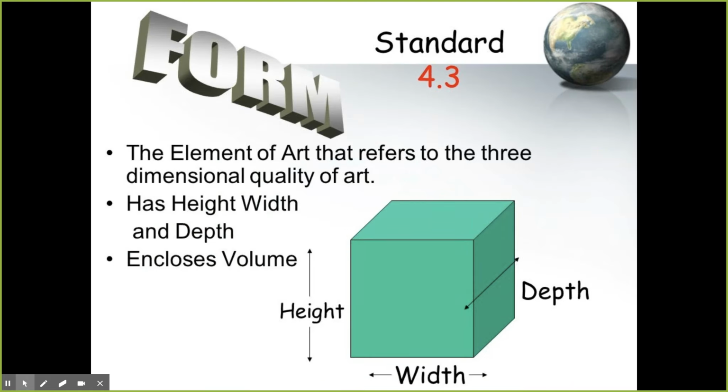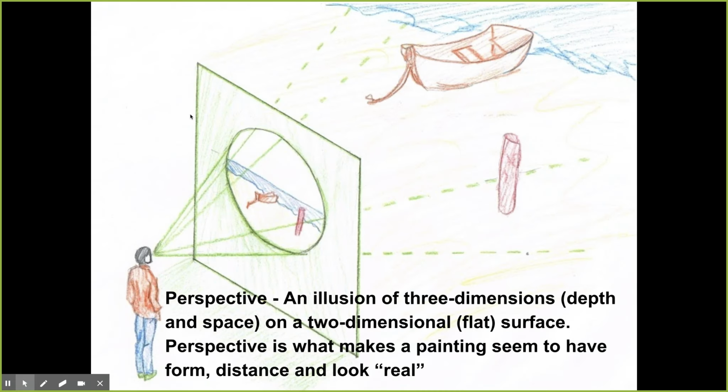Form is dimensional. The shapes you saw on the prior slide are very flat. Form is 3-dimensional. And so we are creating the appearance of 3D on a flat surface. The element of art that refers to the 3-dimensional quality of art has height, width, and depth, and encloses volume. Okay, so that's a 3D shape, and these are 3D words, form. So I hope you understand that.